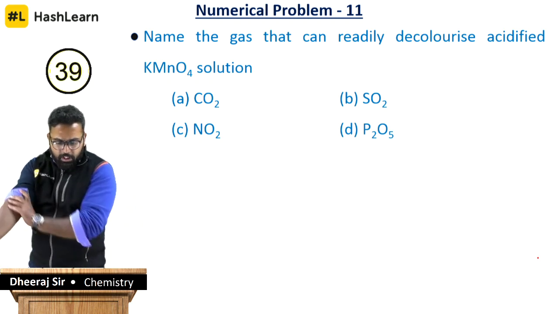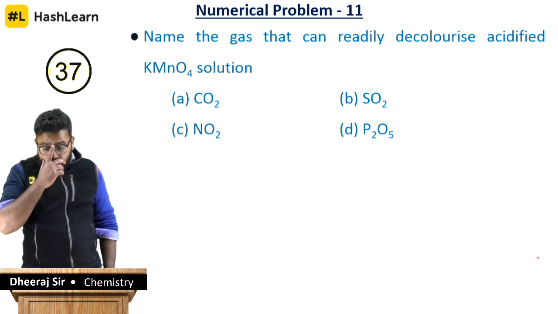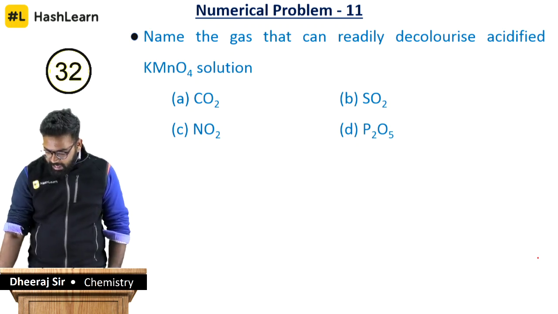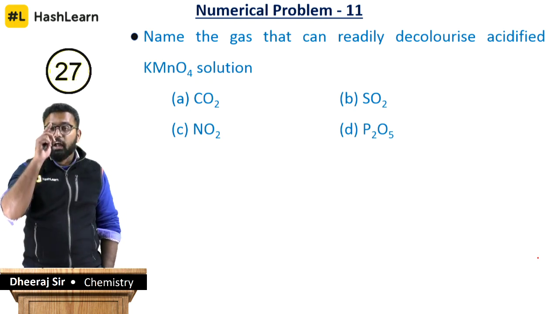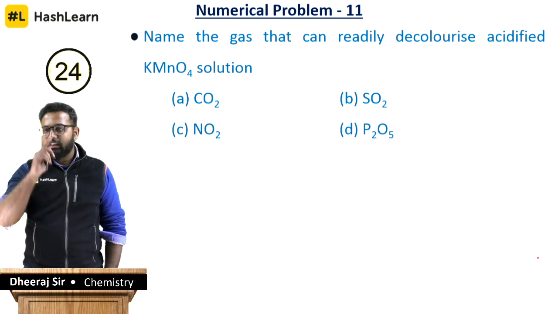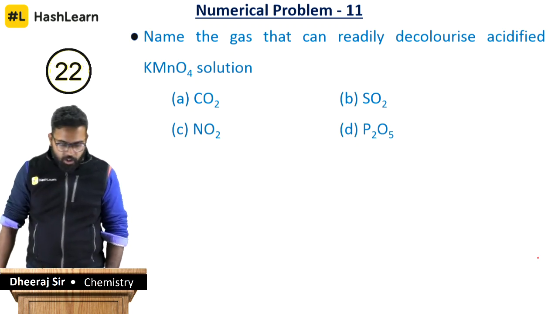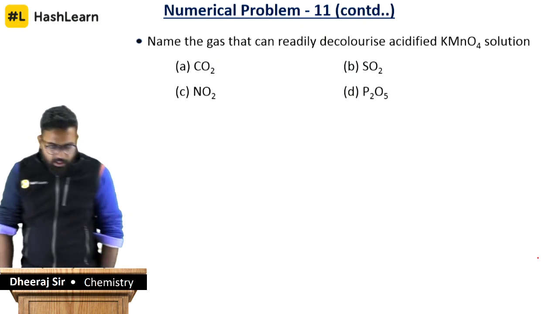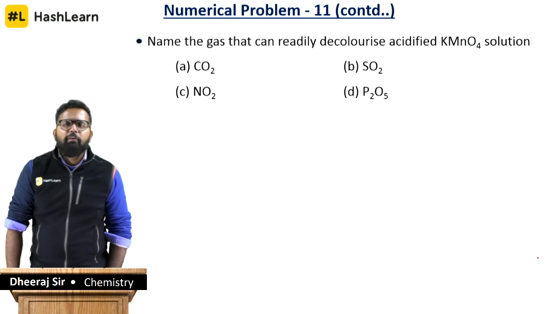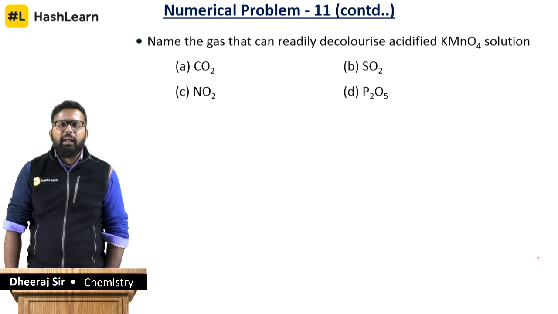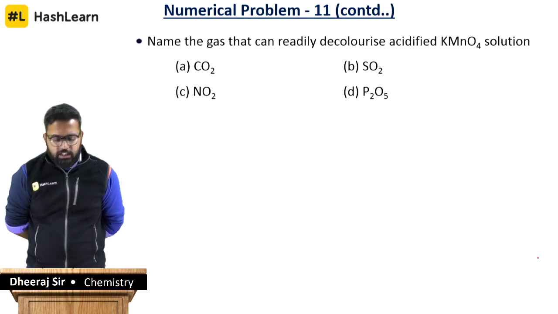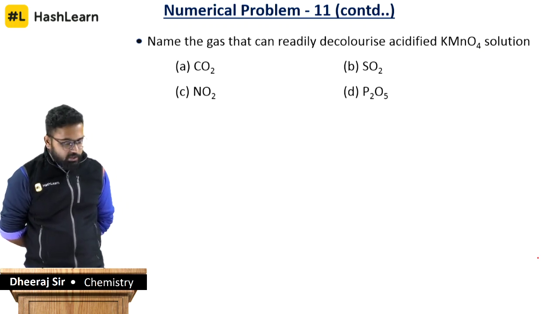Name the gas that can readily decolorize acidified KMnO4 solution. So what is it going to be? I'm not going to give you too much time because this question needs an instantaneous answer. The 11th question, quickly. The gas that readily decolorizes KMnO4. KMnO4 is potassium permanganate, a bright magenta colored solution. If it has to decolorize that, which gas has to react with it?